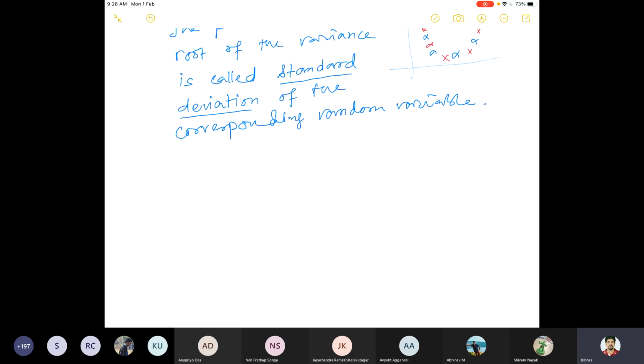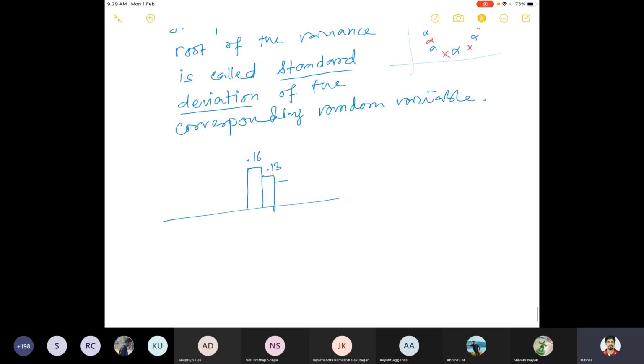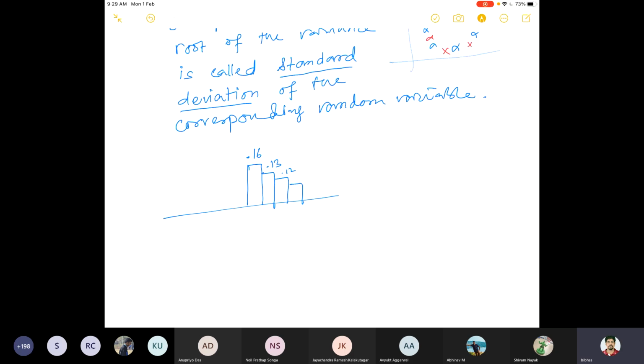Okay, so I'll do some plotting. Let's say this is a histogram kind of a thing, you can assume. Here is the rectangle, and here the probability is 0.16, here it is 0.13, here it is 0.12, here it is 0.10, and here it is, let's say, 0.07. The corresponding values are, you can assume, 5, 6, 7, 8, 9. And let's say this is a symmetric distribution.